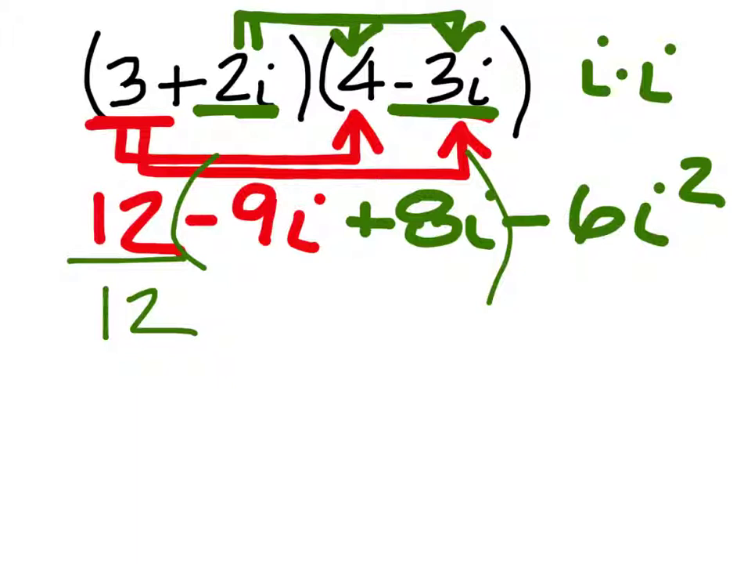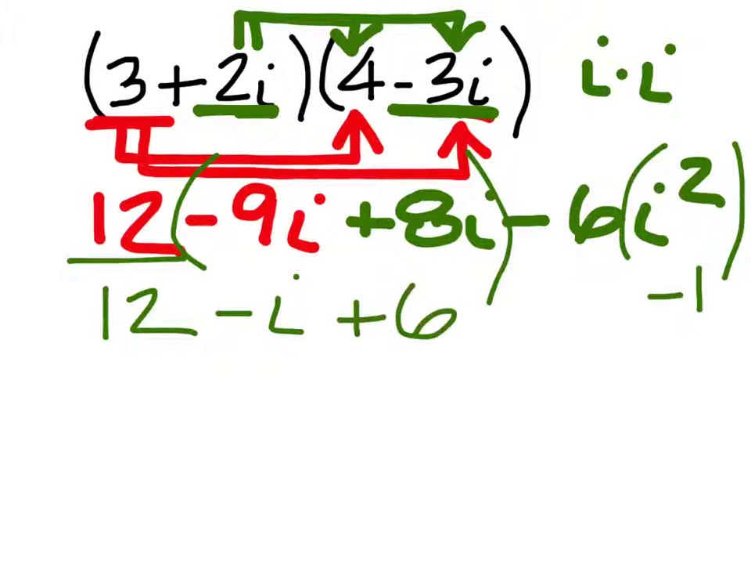Negative 1, but we don't write the negative 1, we're just going to write minus i. So negative 9i plus 8i is just minus i. Now out here on the end you have minus 6i squared. What is i squared? Yeah, it's i times i, but what is i squared simplified? Negative 1. So you end up with a minus 6 times a negative 1. That's a double negative, so that becomes plus 6.